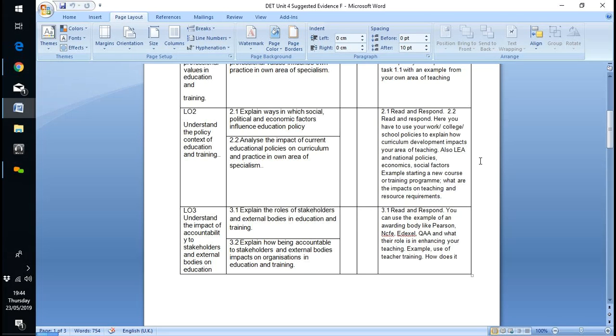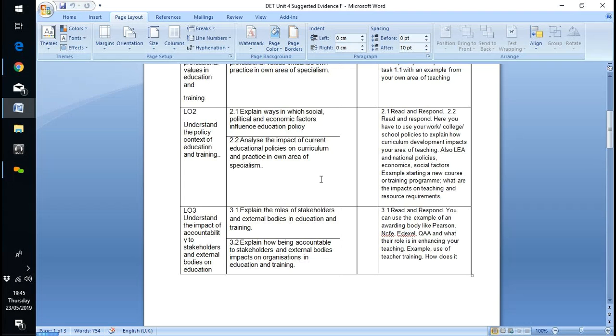So again, look at any pieces that are written on there, and I always charge you back to the net on it. If you just put social impacts on education into Google, you'll find a whole host of things. Some of it will be rubbish, but something will be absolutely pertinent to what you want to say. So you can read that and then put your own slant on it. That's for 2.2. Oh no, that's for 2.1, isn't it?